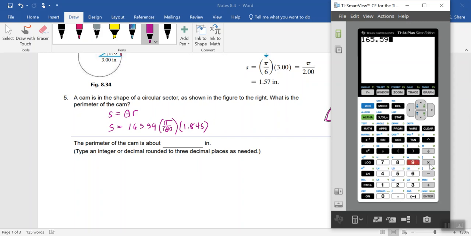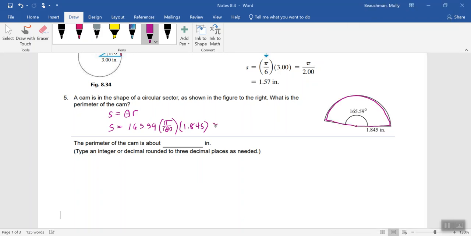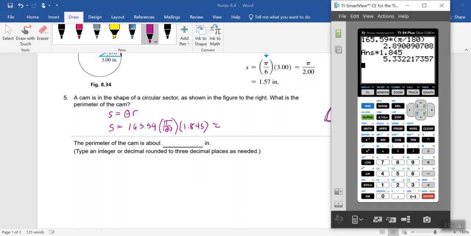165.59 times pi over 180, so I'll put parentheses, pi divided by 180, that's our measurement in radians, about 2.89 radians, times the radius of 1.845. So the arc length is about, we need to go to 3 decimal places, so I'm going to round this. The arc length itself is 5.332.